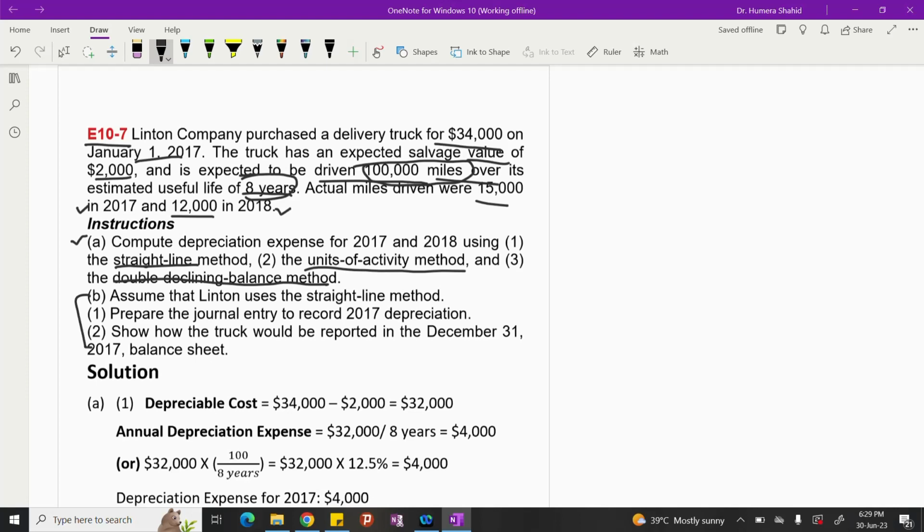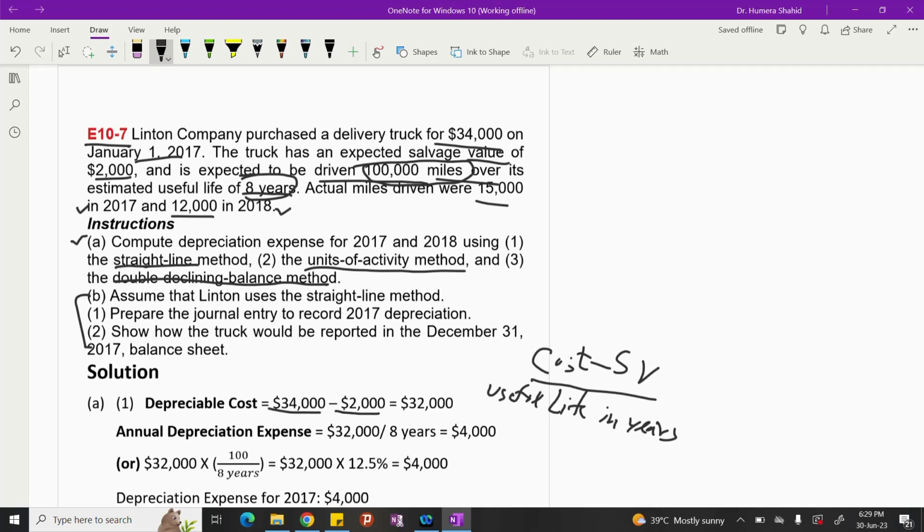Okay, so let's do point number 1, starting with the straight line method. The formula for the straight line method is cost minus salvage value divided by life in years. And this life is useful life. Okay, so cost is 34,000.